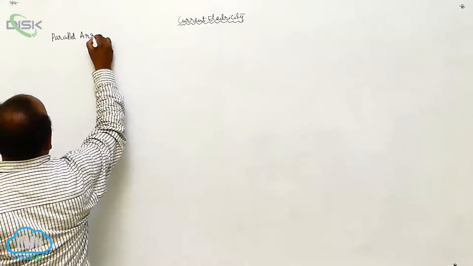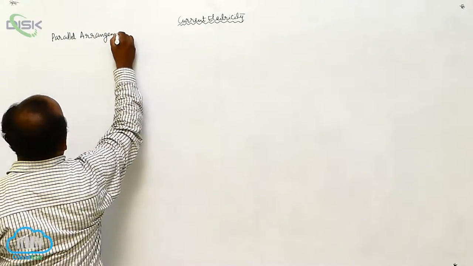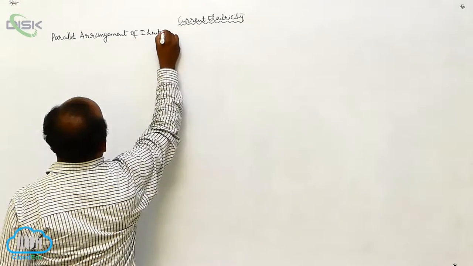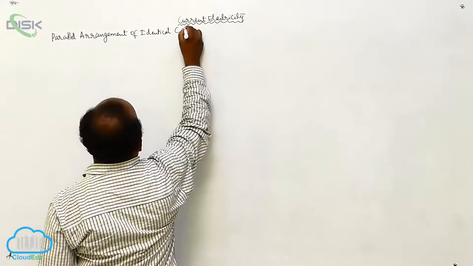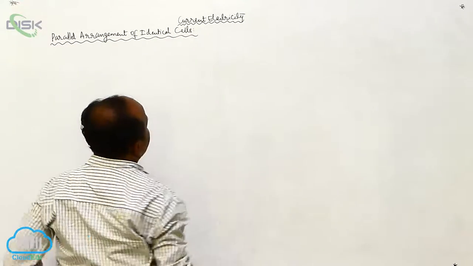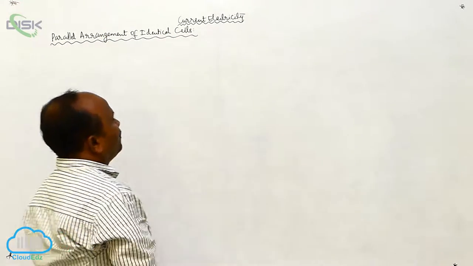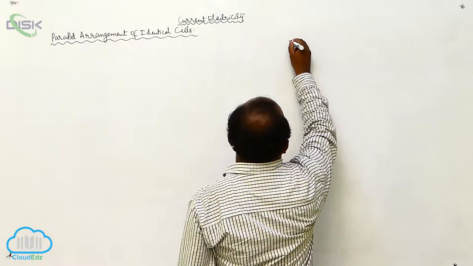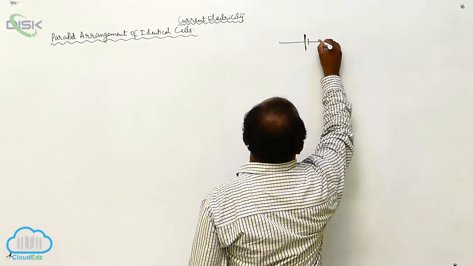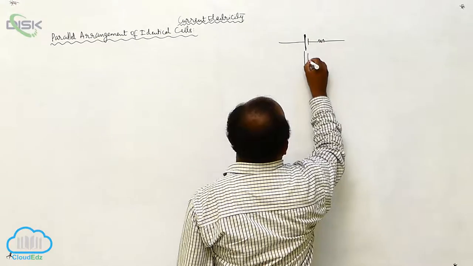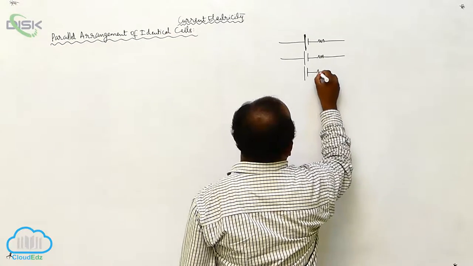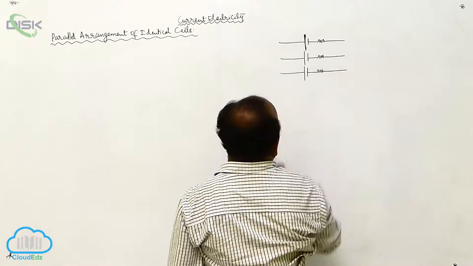Parallel arrangement of identical cells. Now, this is one cell of internal resistance small r, second cell of internal resistance small r, third cell of internal resistance small r, right?